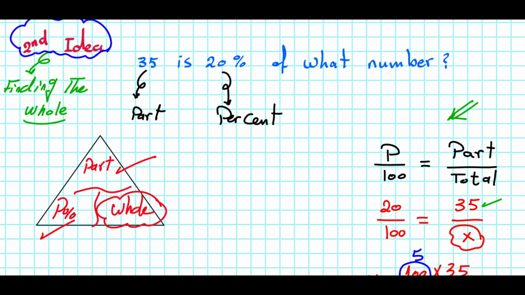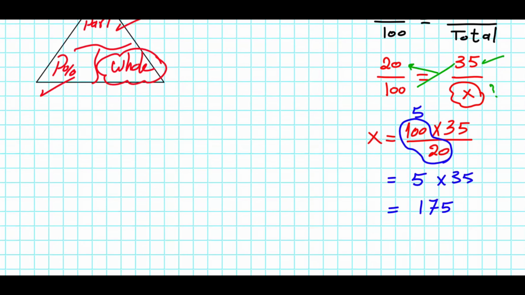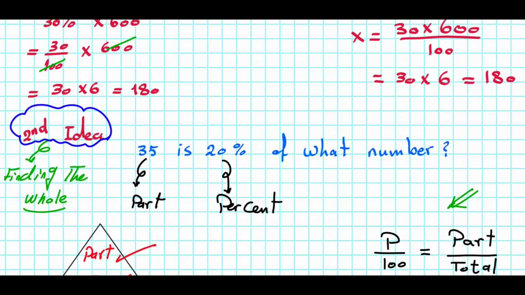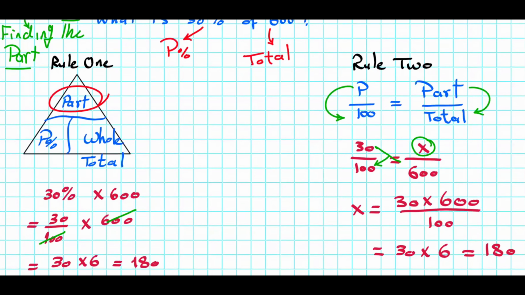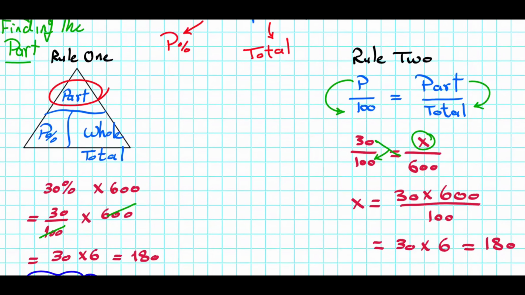So I got the part 35 and the percent, which is 20 over 100, and the total is unknown. So making half cross here, multiplying the 100 by 35, then dividing by 20. The result will be 175. Besides this, we can divide the 100 by 20 to simplify it to get 5. Then we multiply the 5 by 35, we get 175. That's about the second idea, using the same rule as in the first idea: percent over 100 equals part over total.